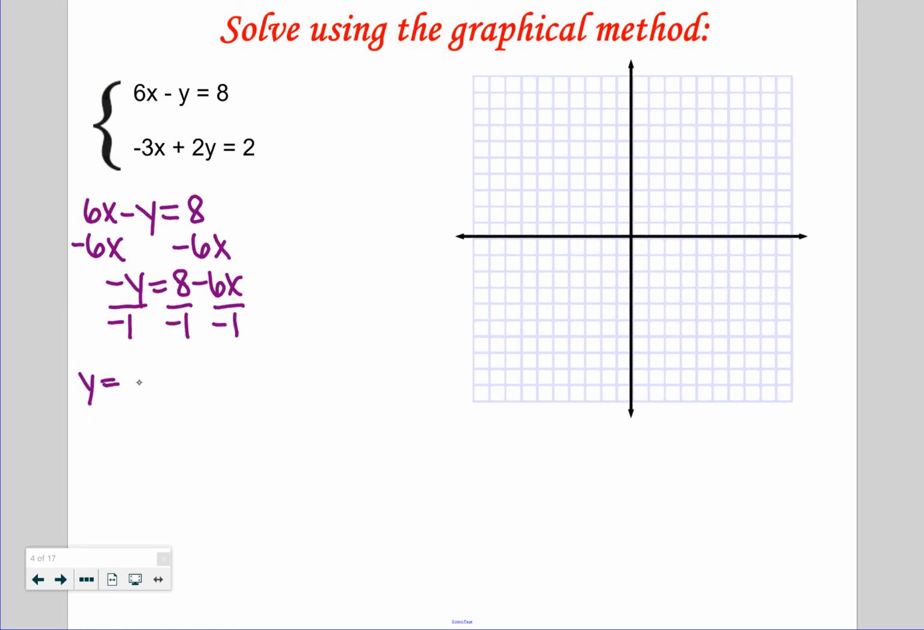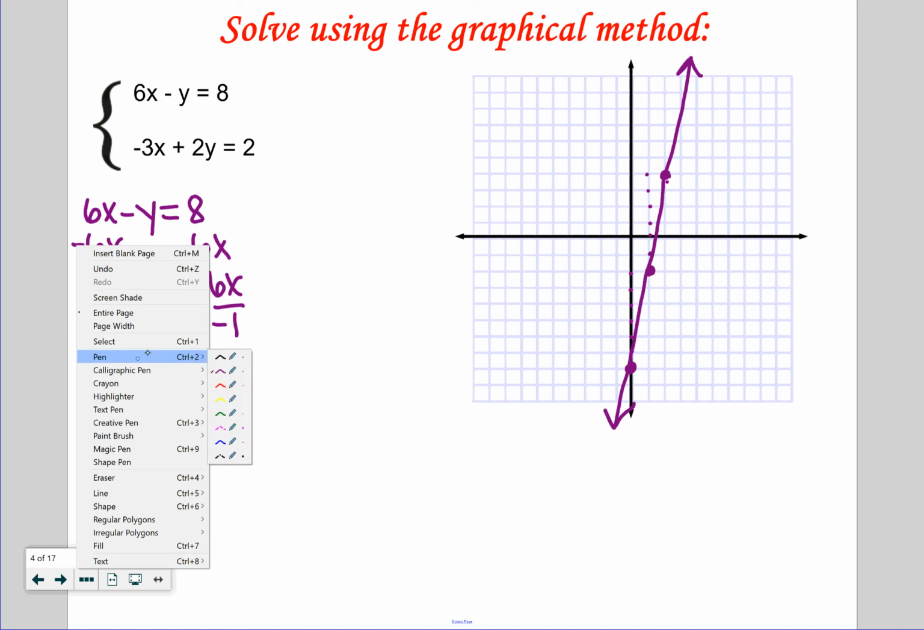That gives me y equals negative 8 plus 6x. So my b, my y-intercept, the number by itself, is negative 8. And my m, my slope, is 6, the number in front of the x. I'm going to think of that as a 6 over 1. When I graph it, I'm going to make a point at negative 8 on my y-axis. I'm going to rise 6 and run 1. Up 6, 3, 4, 5, 6 over 1. And there is our first line.